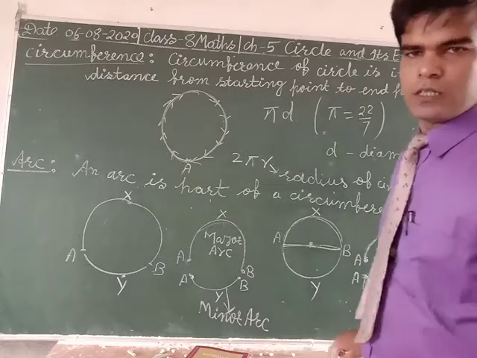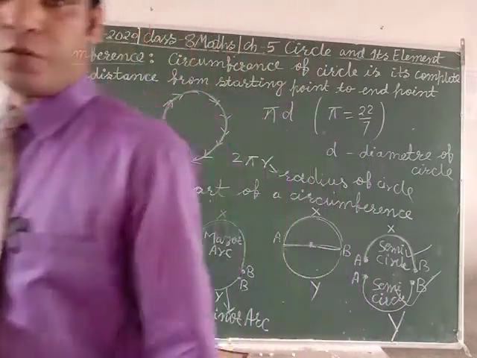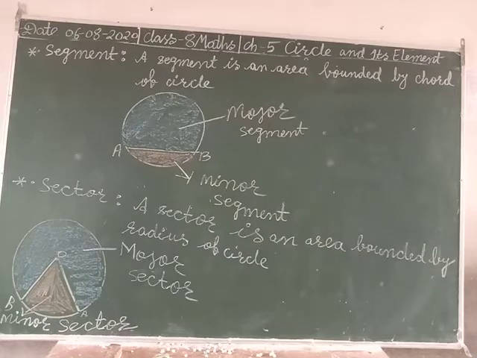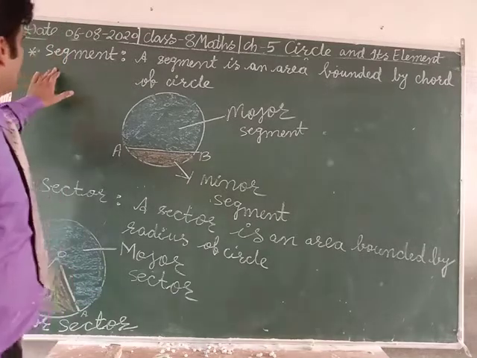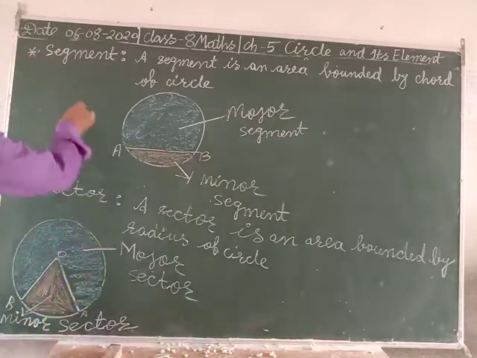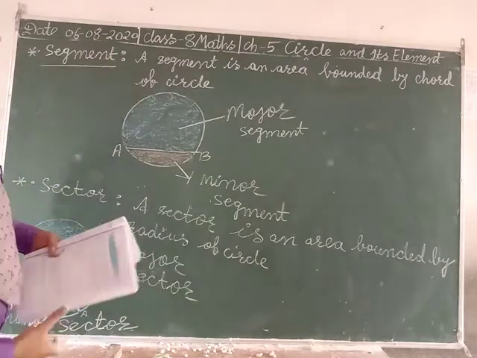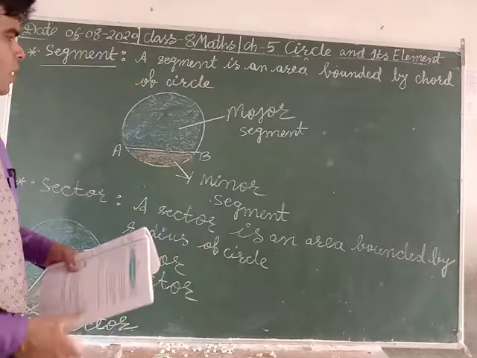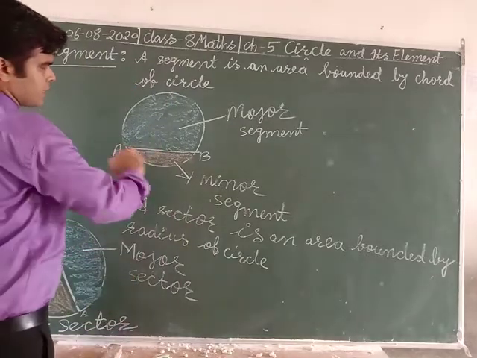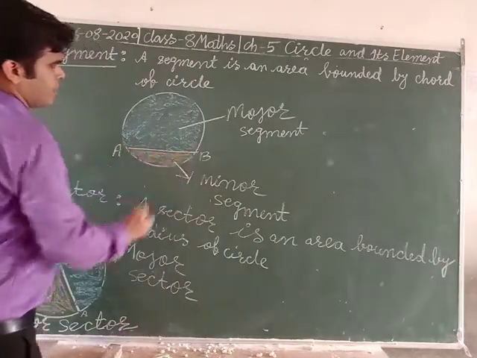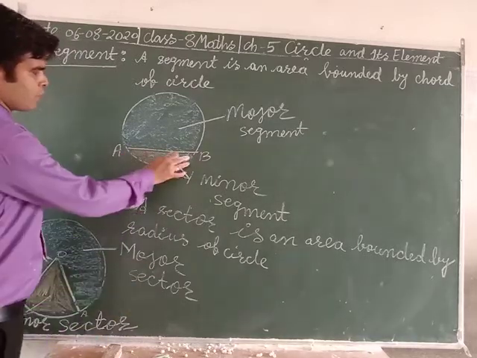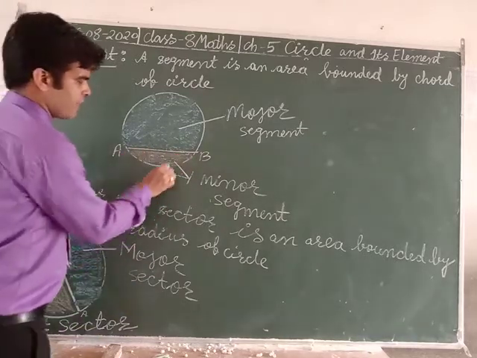Okay students, now we will discuss some more parts. Let's see two more elements of a circle. What is a segment? A segment is an area bounded by a chord of a circle. Suppose this is a circle and I have drawn a chord AB. This area is a smaller area and it is bounded by the chord, so it is a minor segment.